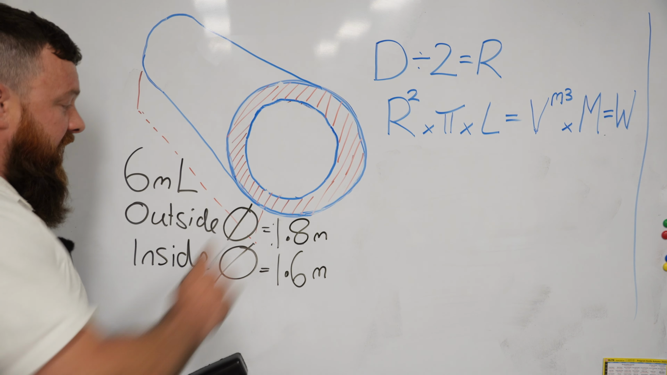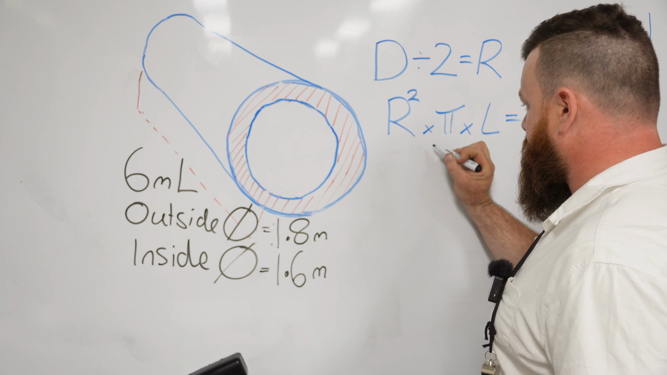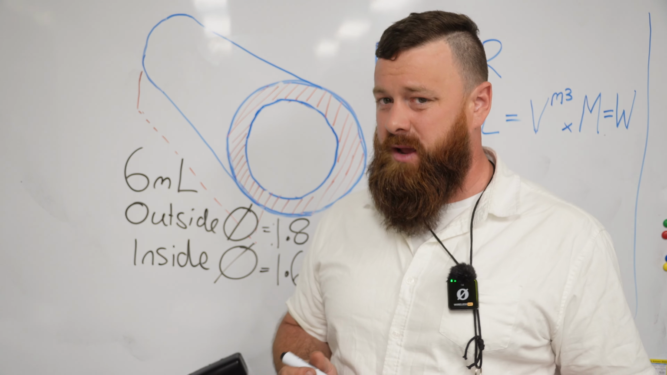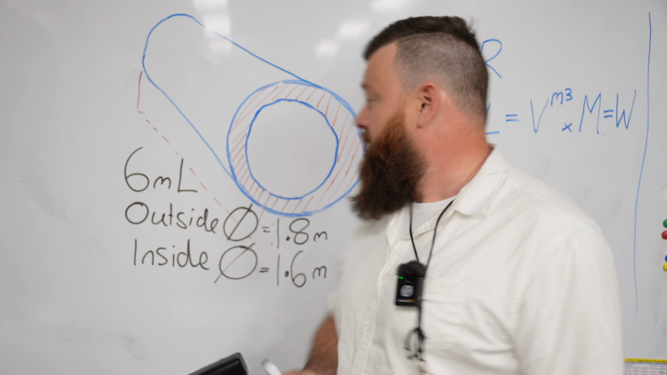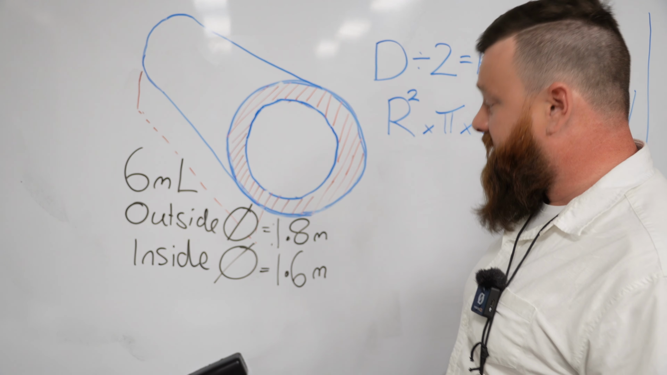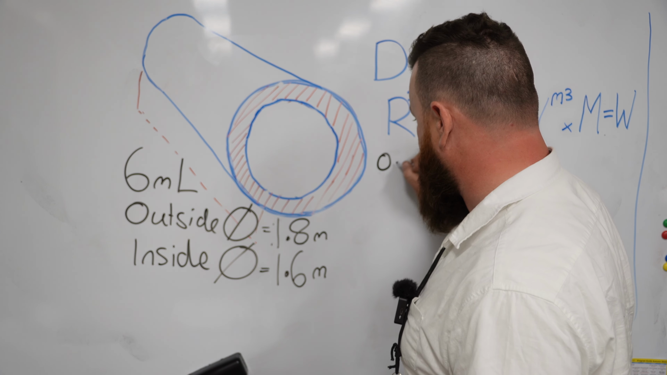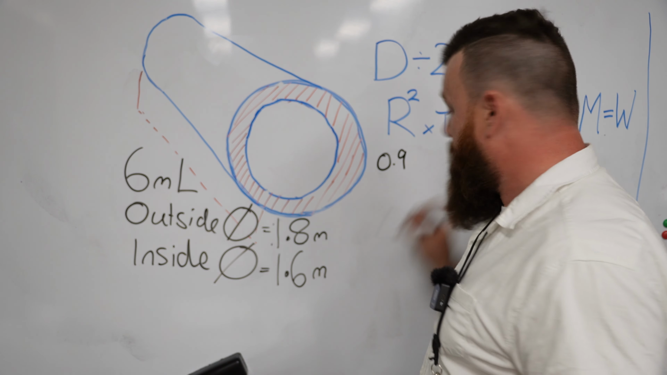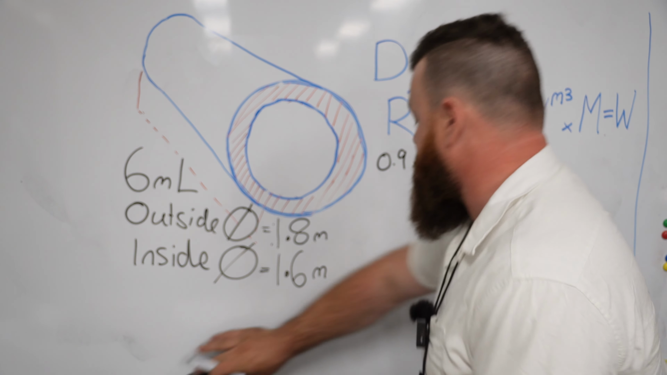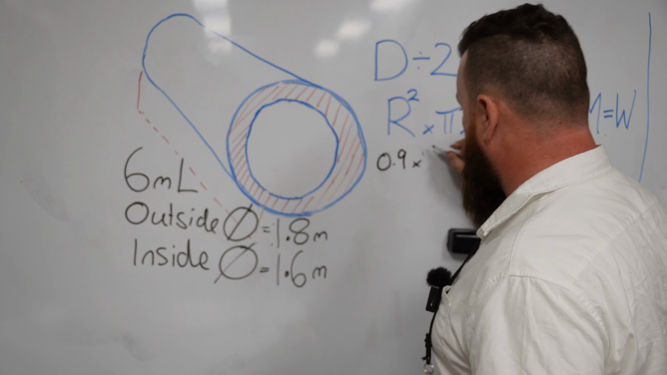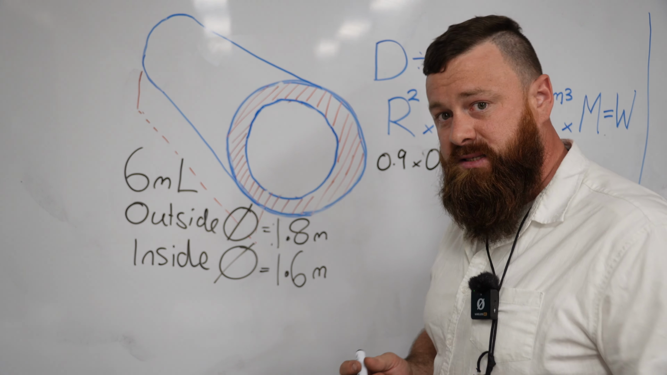So we have an outside diameter. Let's start with that. Our formula is radius squared. Now what does squared mean? That means you multiply the number by itself. That is why there is a 2 there. That does not mean we find out our radius for 1.8, which is 0.9. I'm going to write 0.9. That does not mean we do 0.9 times 2. No, no, no. That means we do 0.9 times 0.9. You multiply the number by itself.